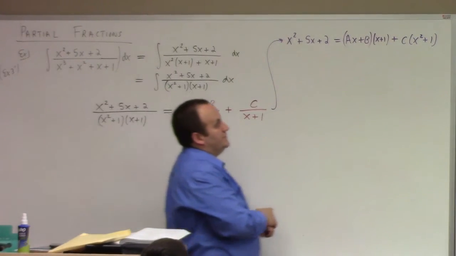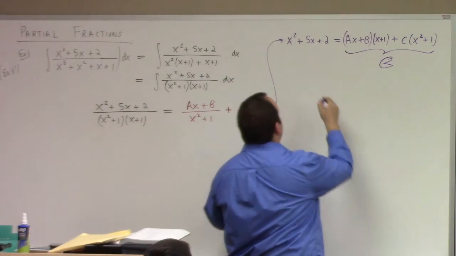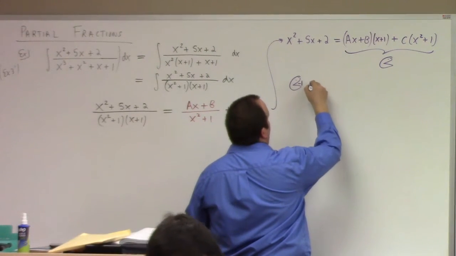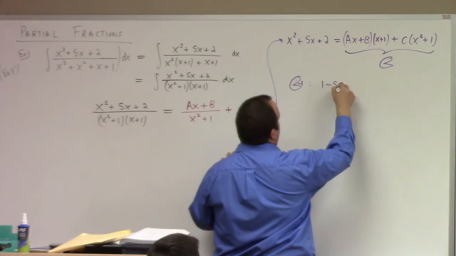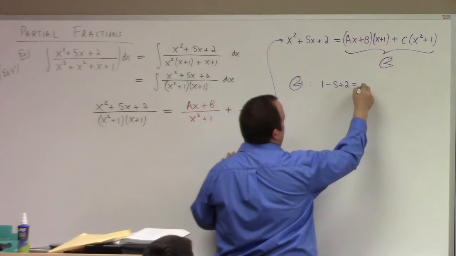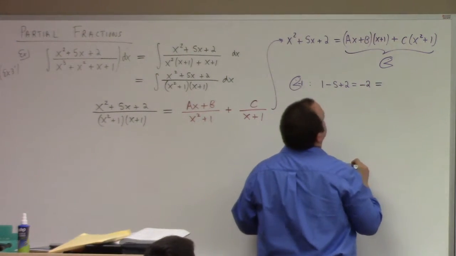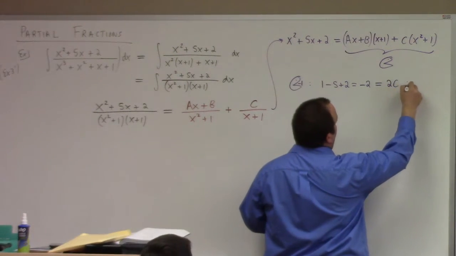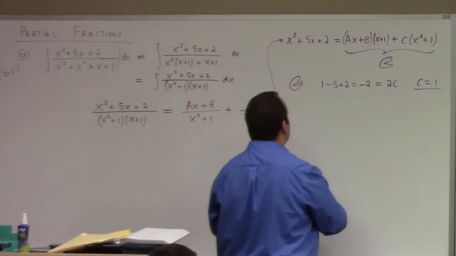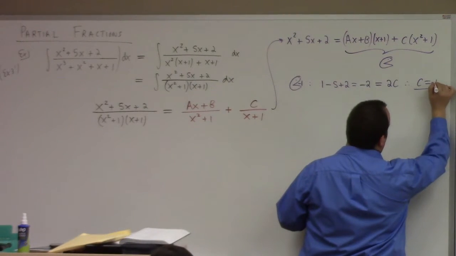So, tell you what, I'm going to call this thing Pac-Man. If I feed Pac-Man minus 1, on the one hand I get 1 minus 5 plus 2, which is otherwise known as what? Minus 2, right? On the other side, I get 2c, right? So c is equal to 1. I did that on purpose for your learning.